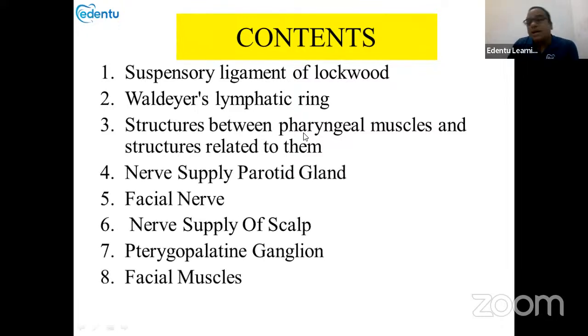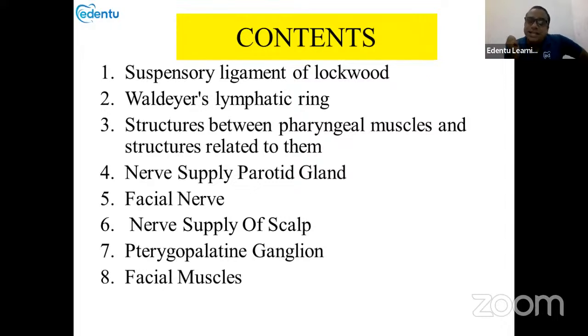Followed by the nerve supply of the parotid gland. There is a flow chart. How to remember that flow chart? What is sympathetic? What is parasympathetic? All the concepts will be clear today. What do you mean by sympathetic and parasympathetic? I will teach you in such a way that you will not forget it for the rest of your life.